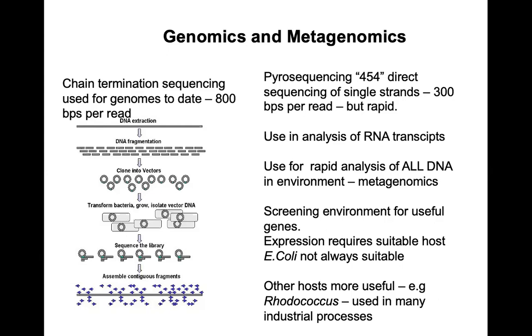Maybe we can get new genes, new enzymes, which are useful for our biotechnology. And we can clone those genes in culturable microorganisms like E. coli and see their function and expression, and even genes from unculturable microorganisms we can use for industrial purposes. Other hosts are more useful, like Rhodococcus, used in many industrial processes. Yes, there are lots of genera of microorganisms. They are now being used for industrial purposes.